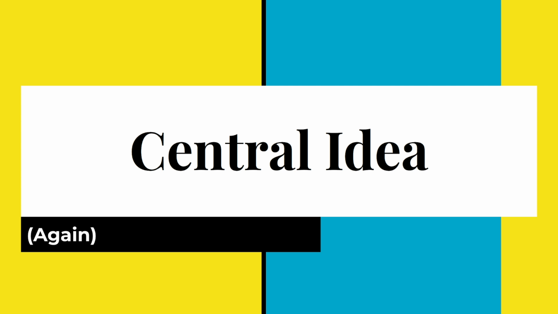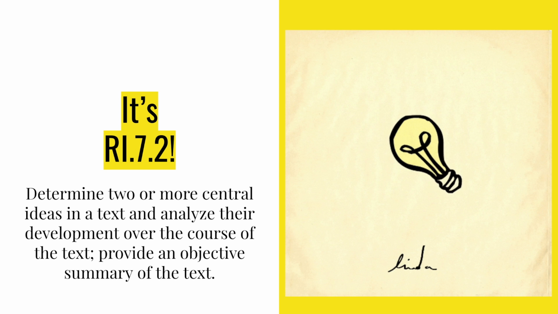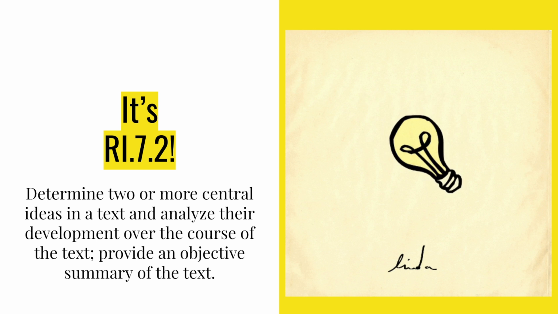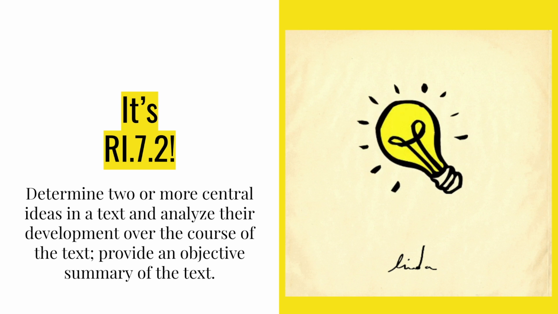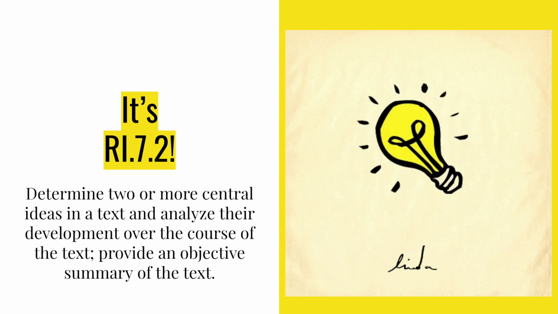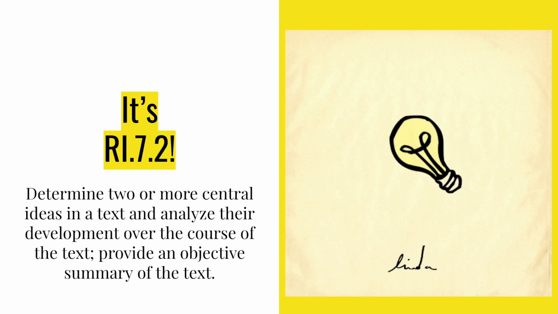So today we're going to be going over RI 7.2 again. We did this 2 weeks ago, but this should still be very fresh in your mind and something you guys should be able to do with ease. So once again, RI 7.2 is to determine two or more central ideas in a text and analyze their development over the course of the text, and provide an objective summary of text. So it's what we've been practicing with fiction and nonfiction texts, and it's something that we want to practice more and get a mastery of this standard.